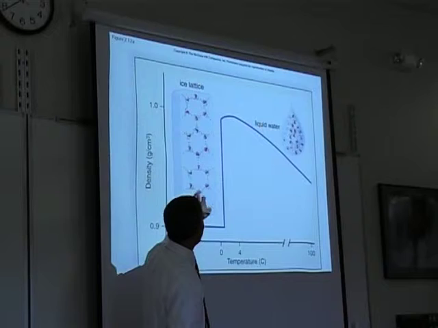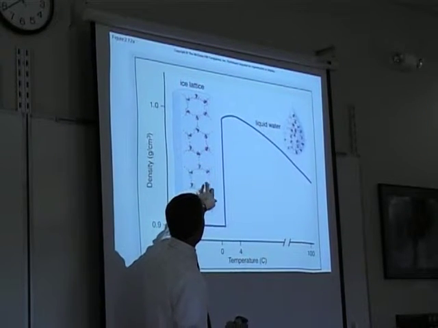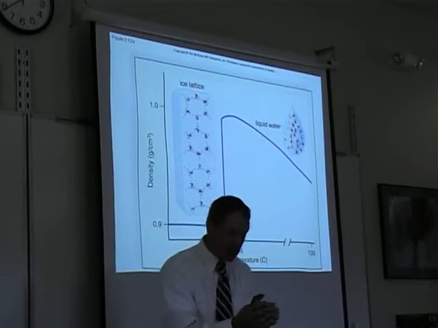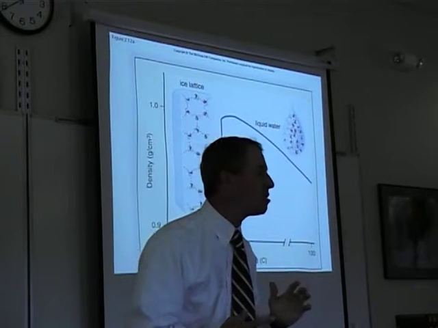This hexagonal arrangement, though, leaves a bunch of empty spaces within an ice crystal. And you have this regular pattern and an empty space, and it causes ice to actually expand when it gets cold, which is unlike almost any other substance.